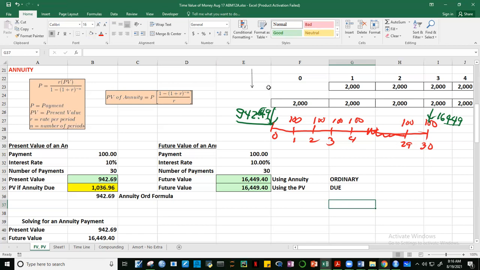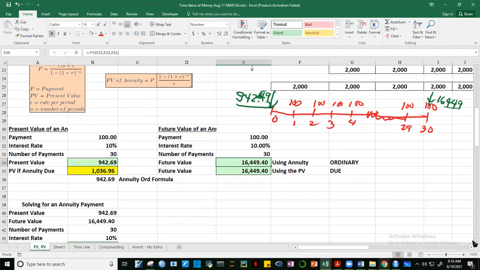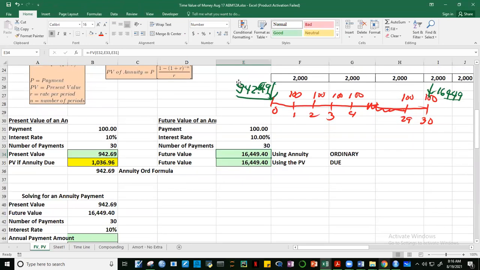Okay, pause muna ako. Paki-chat nga, guys, kung clear so far yung equivalent amounts na to. Ito, na-prove natin na yung 942, pareho lang ng 16,449 yan. Na-prove din natin na yung 100 in 30 years, it's equal to 16,449.40 after 30 years. Okay? So, could you kindly chat, guys, kung clear so far yung concept na yan? Okay, good, good.